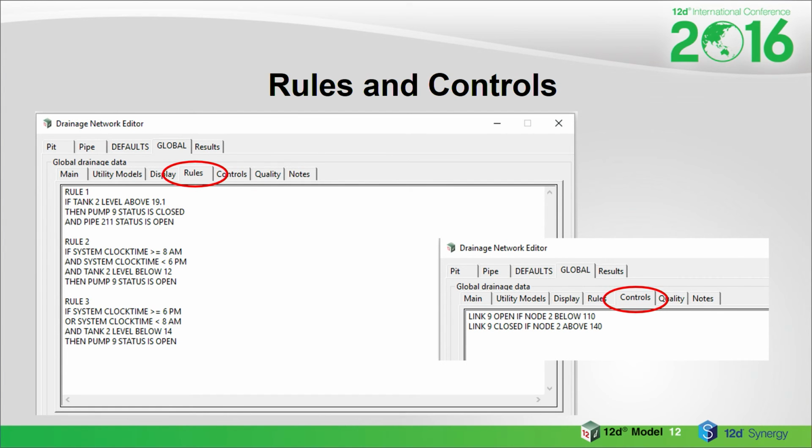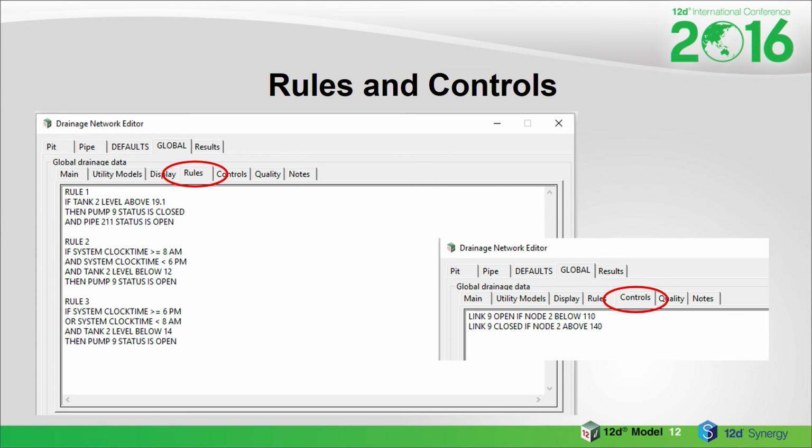One of the big things that you need in an extended period simulation is the ability to control the network. So we have rules and controls that you can add into the network. It's an if-then-else, or an if this and that or that, modify it. So here in this example we have 3 rules, right? If the tank level is above a certain amount, then close a pump and open a valve, right?